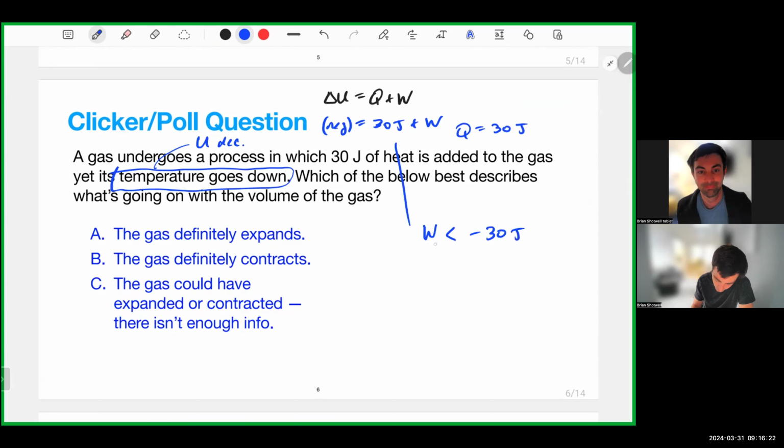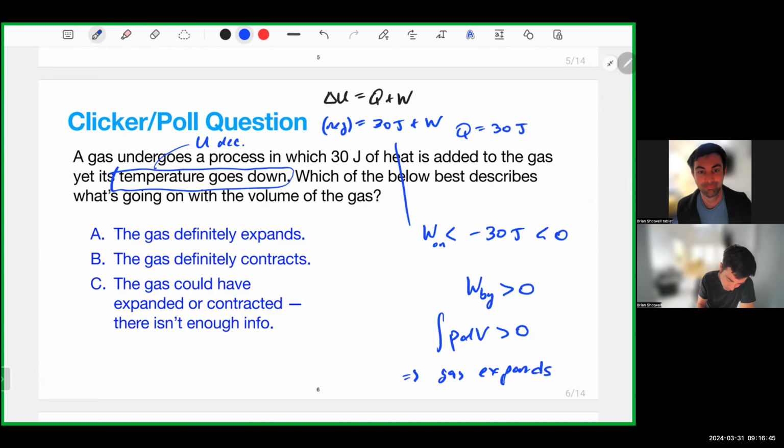And remember, this is the work done on the gas. So the work done on the gas is definitely negative, which means the work done by the gas on the surroundings is positive. And the work done by the gas, the integral of P dV, is greater than 0, and therefore the gas expands. The gas definitely expands.